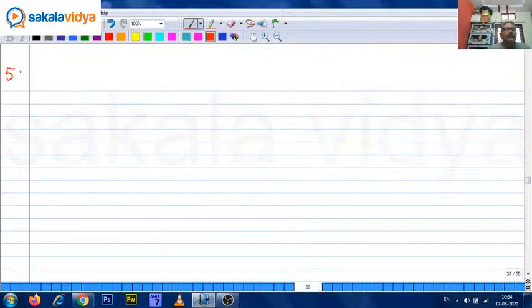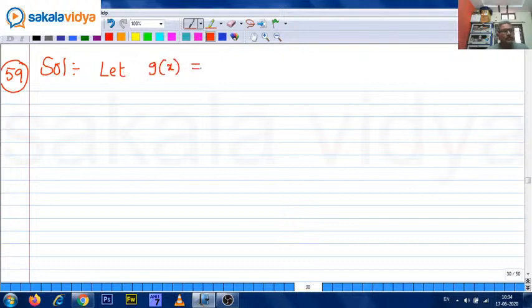59 solution. First let us say g of x equals to 1 by root of (x minus x square).